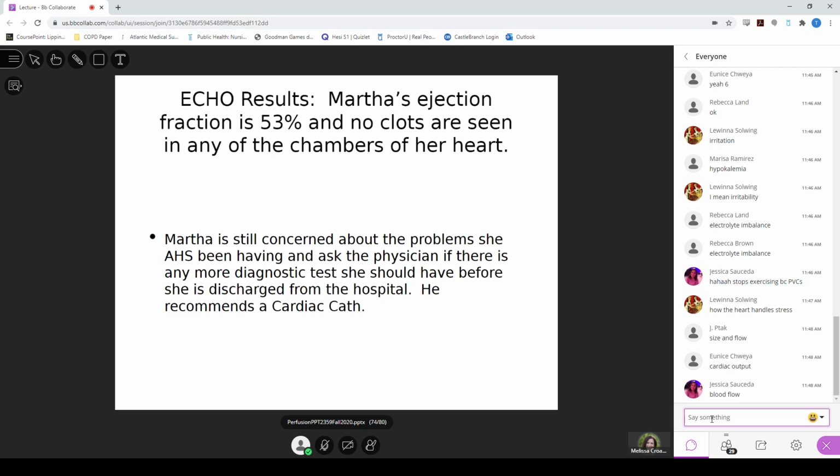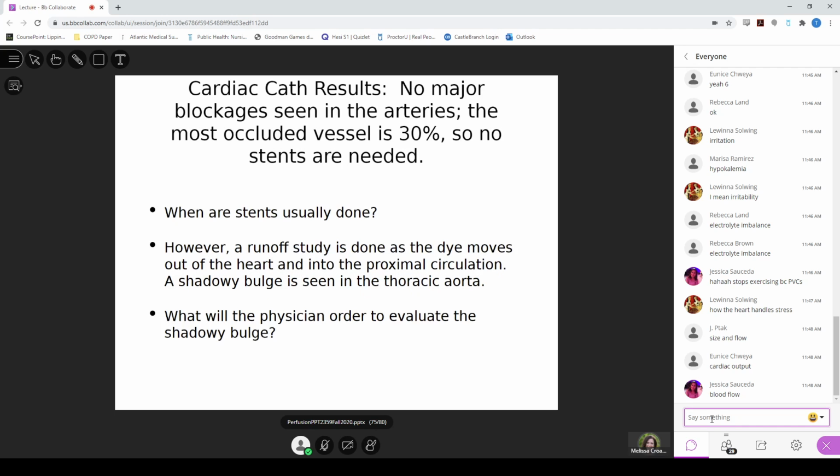So they're still concerned about it, and the patient asked the physician if there are any more diagnostic tests that can be done before she is discharged, and he recommends a cardiac cath. So the cardiac cath shows no major blockages seen in the arteries. The most occluded vessel is 30%, so no stents were needed.